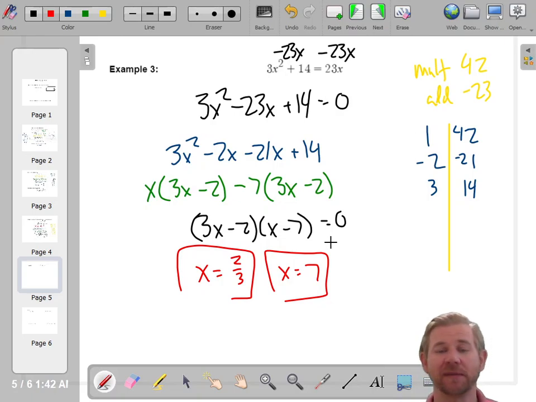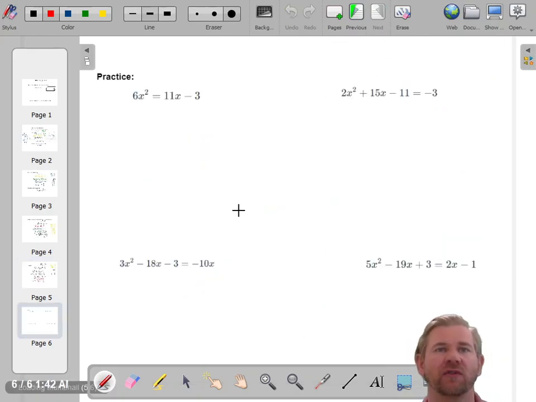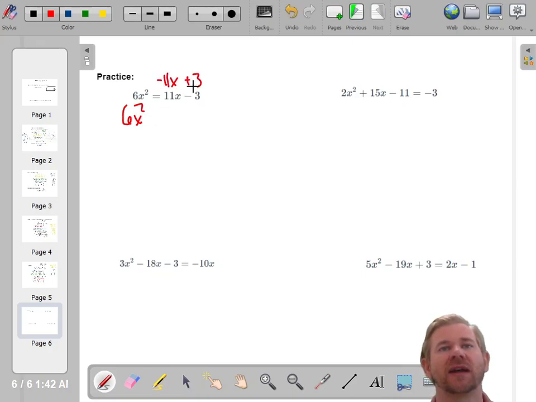So that's pretty much it. You need to set it equal to 0, and then you need to solve. I'm going to work through the practice problems for you so you can see them, but I'm going to go a little quicker for these. So I will do two things at once. I'm going to subtract 11x and add 3. So minus 11x plus 3.